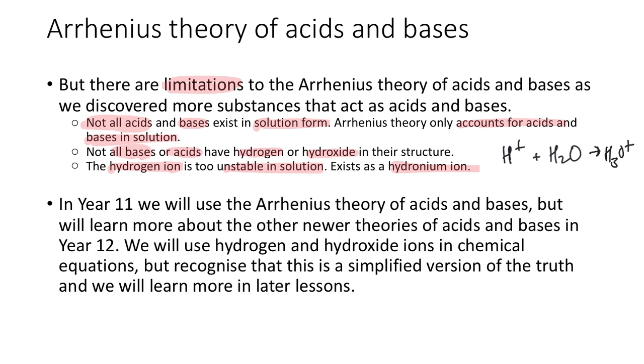However, in year 11, we will use the Arrhenius theory of acids and bases, and you'll learn more about other newer theories in year 12. We will use the hydrogen and hydroxide ions in chemical equations, but recognize that this is a simplified version, and we'll be learning more about it later. So effectively, when we ask you to react an acid with something, you'll be reacting the H+ with that particular thing.